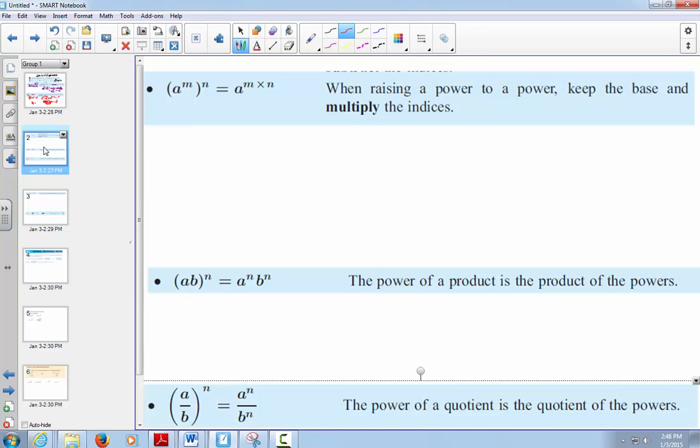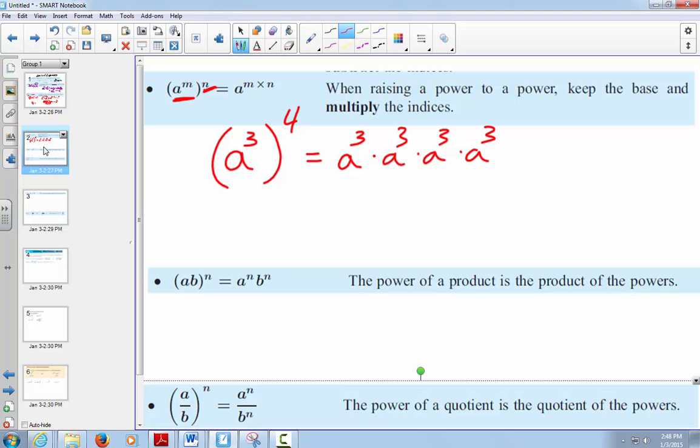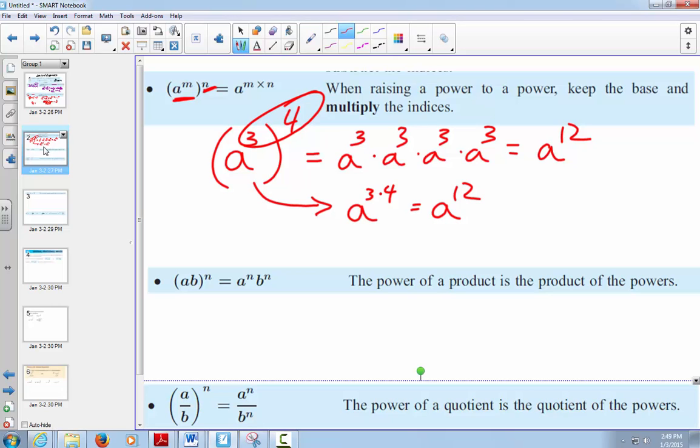We have a to the power of m, all to the power of n. That means this term inside the brackets is being multiplied by itself n times. Simply, we'll do it with numbers because that's the preferred way. If I have a to the power of 3, all to the power of 4, that means I have a to the 3 times a to the 3 times a to the 3 times a to the 3, which is 3 plus 3 is 6 plus 3 is 9 plus 3 is 12. So I have a to the power of 12. Or I could have simply done a to the 3 times 4, a to the 12th. Multiply these exponents when it's written like this.